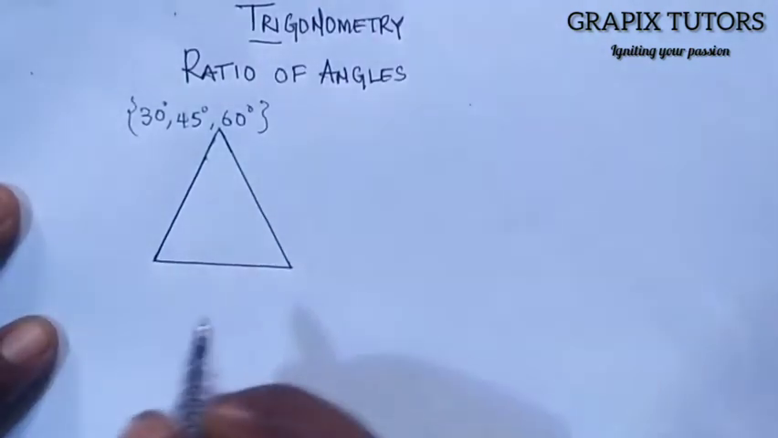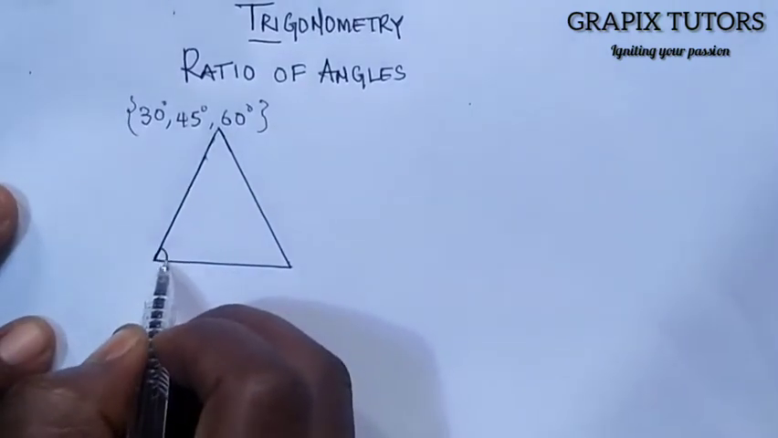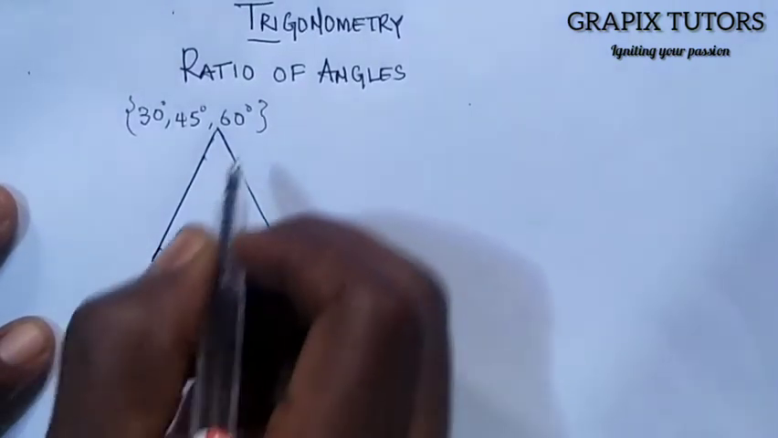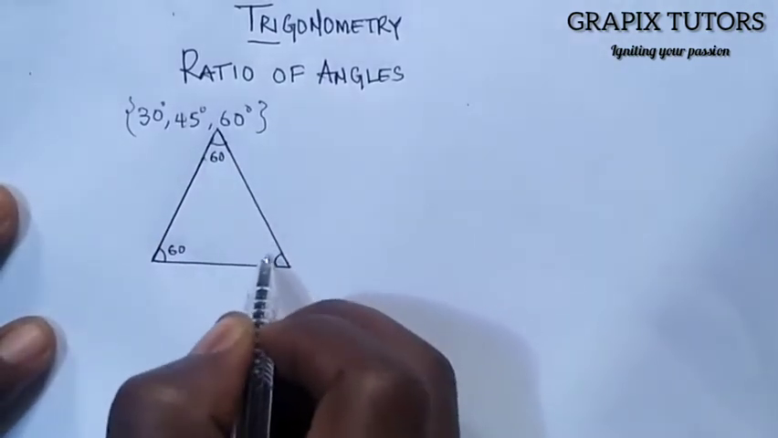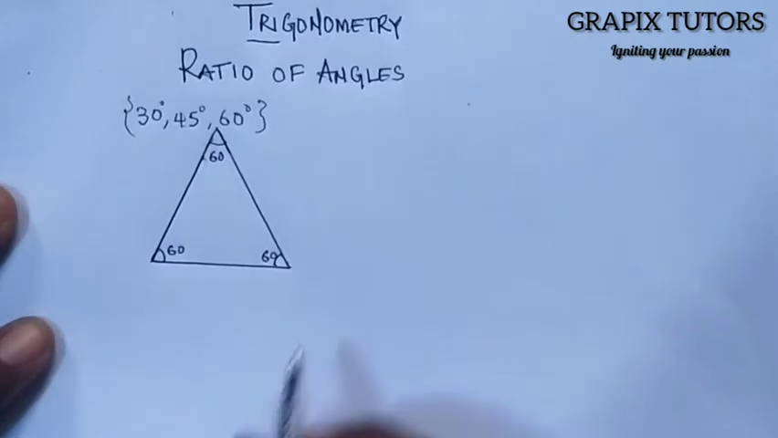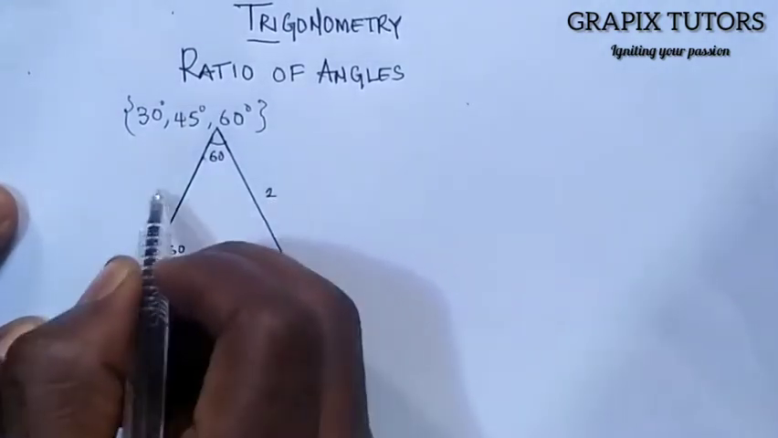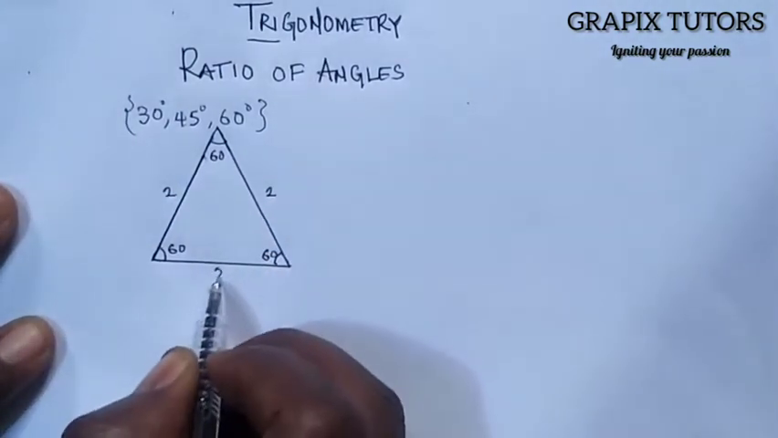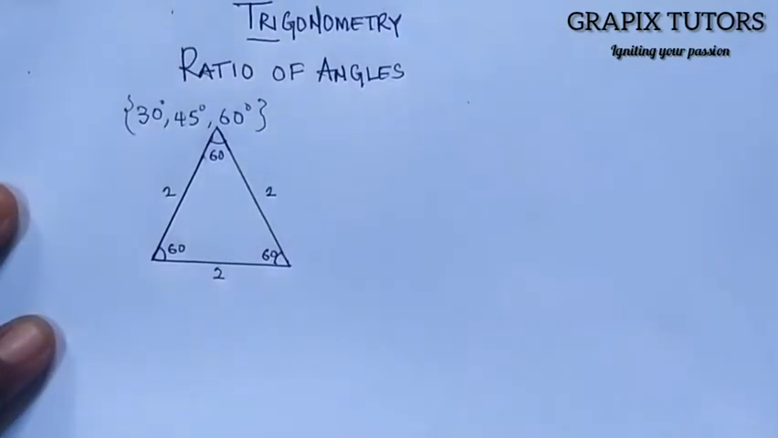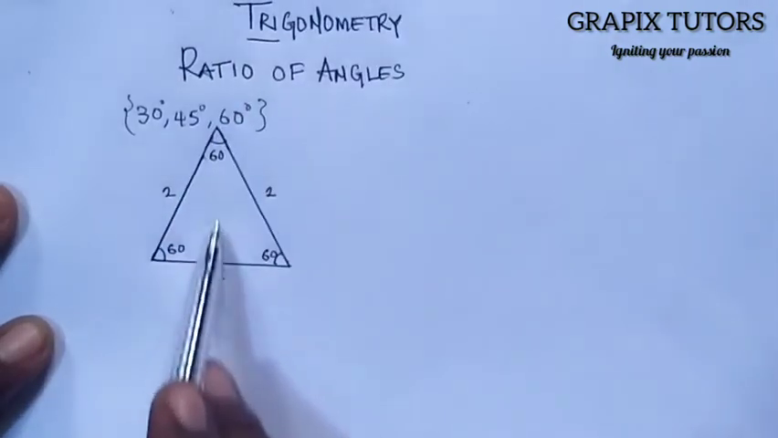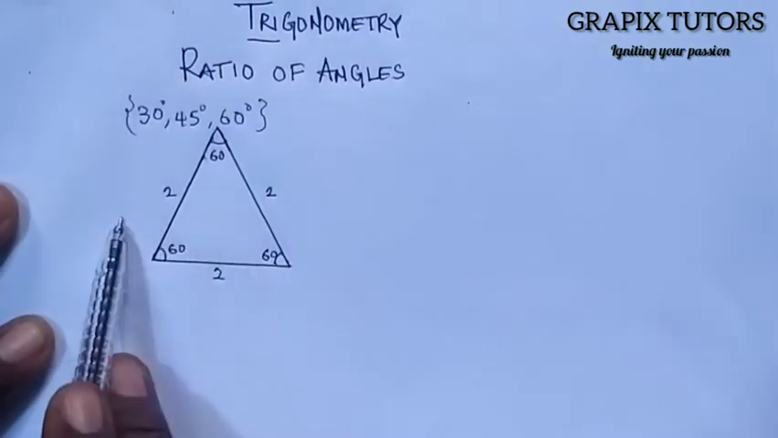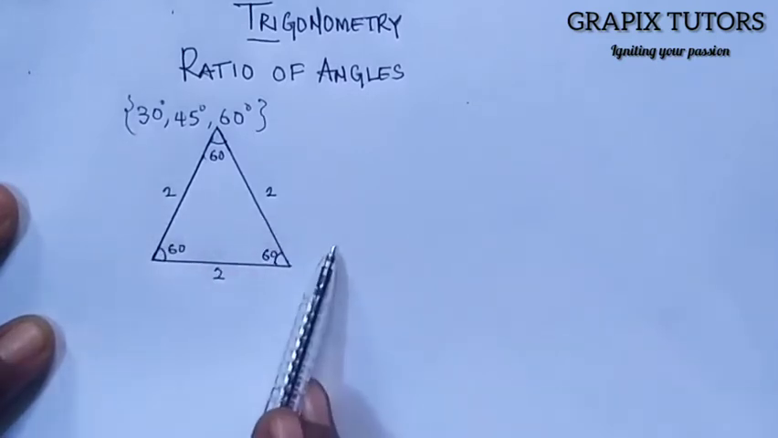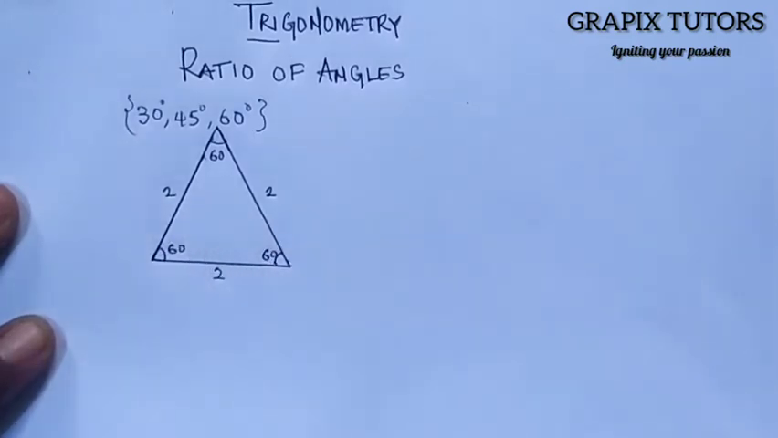Let's assume this is our equilateral triangle and each of the angles in between is 60 degrees, and each side is 2 units. Are we good? Now, we know that if I cut this triangle into 2, what I am seeing on my left hand side will be what I'm seeing on my right hand side. They are symmetrical, right?